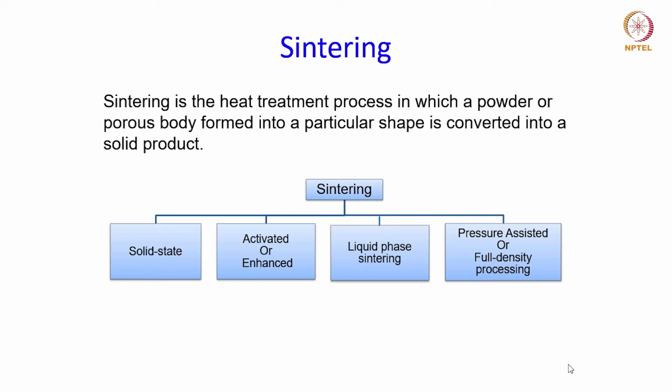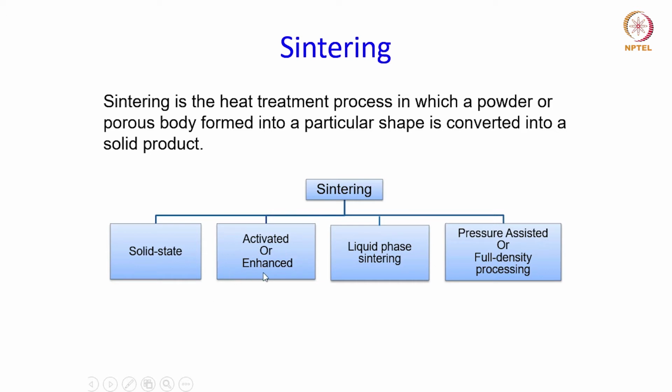Now, this process can be divided into different categories, as you can see here. These are as follows. Solid state sintering, which is basically sintering a solid mass of powder to densify it and give rise to a solid dense product. So this happens all in the solid state itself.